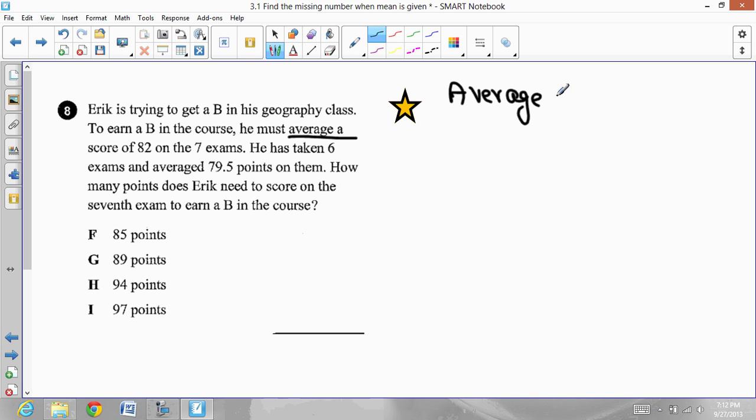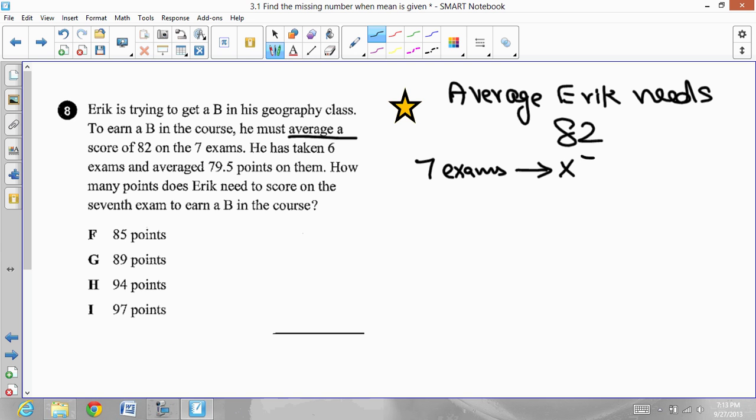The average Eric needs will be 82, and this 82 is for 7 exams. So since this is for 7 exams, let's multiply this by 7. So when you multiply it by 7, 7 times 2 is 14, 1 is a carryover, 8 times 7 is 56, 57. When you multiply it by how many exams there are, 574 is the total points that he is going to get for the 7 exams.